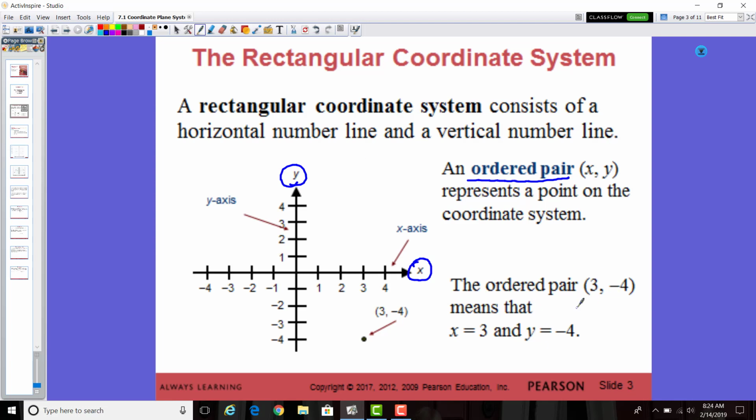So if we look at this ordered pair, (3, -4), to find that point, this is our x, this is our y. This point right here is called the origin.